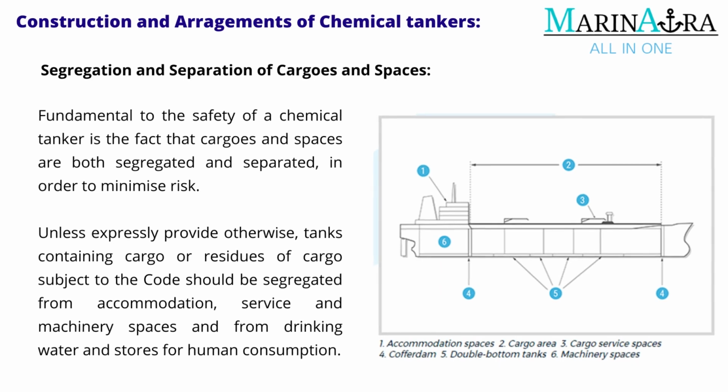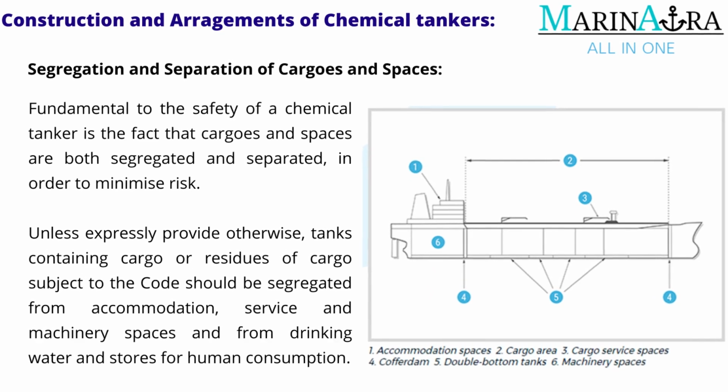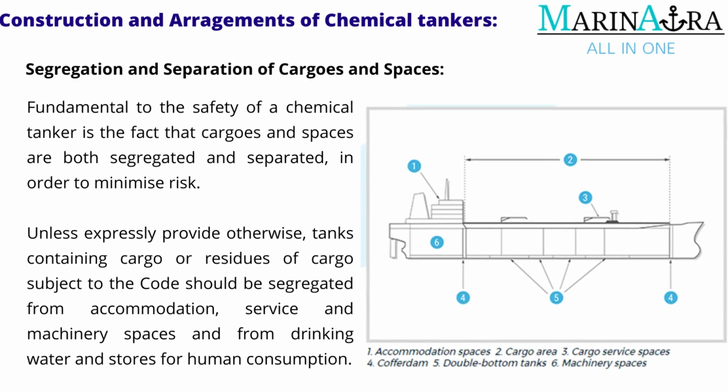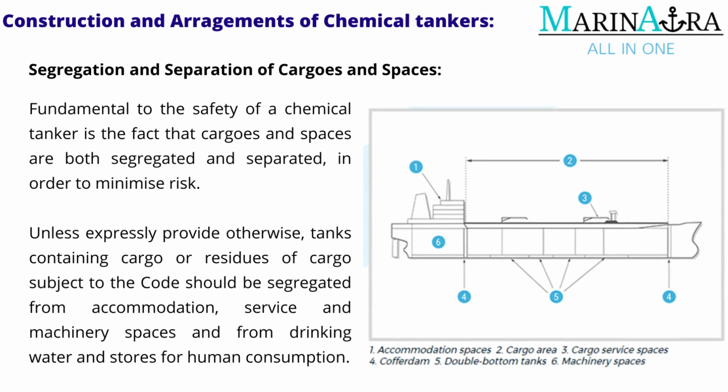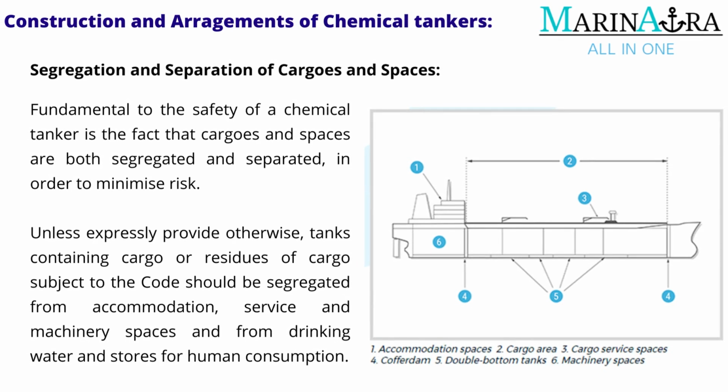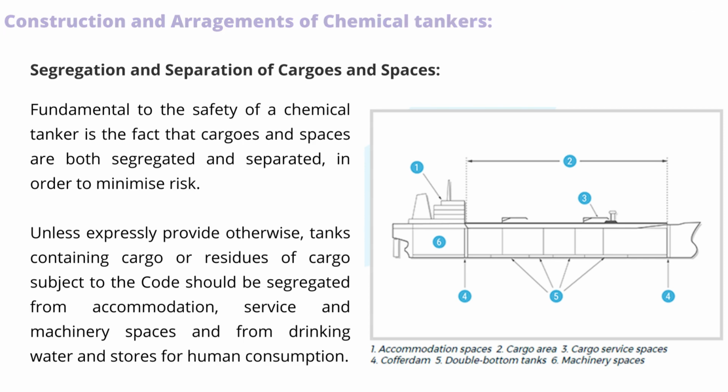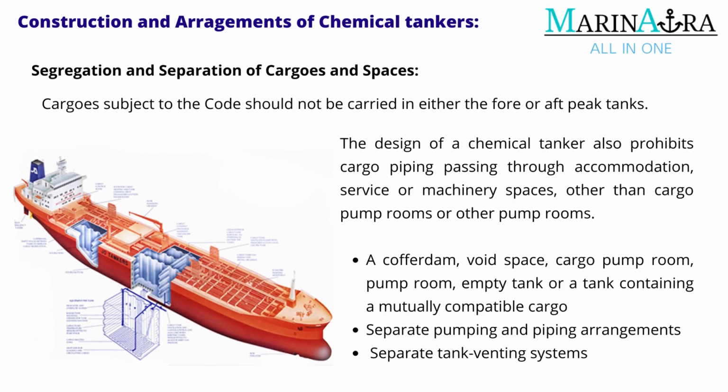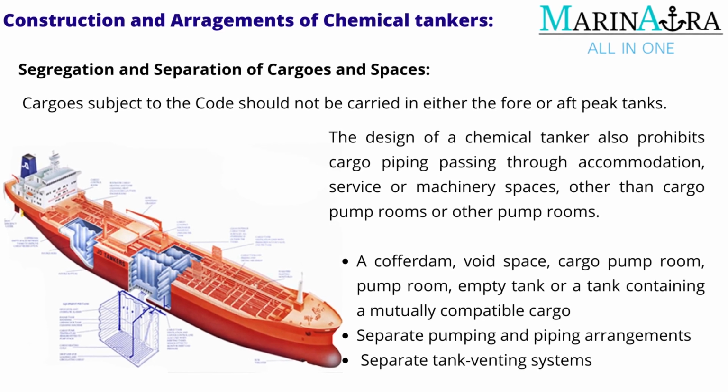Segregation and separation of cargoes and spaces. Fundamental to the safety of a chemical tanker is the fact that cargoes and spaces are both segregated and separated, in order to minimize risk, unless expressly provided otherwise. Tanks containing cargo or residues of cargo subject to the code should be segregated from accommodation, service and machinery spaces, and from drinking water and stores for human consumption. Cargoes subject to the code should not be carried in either the fore or aft peak tanks.